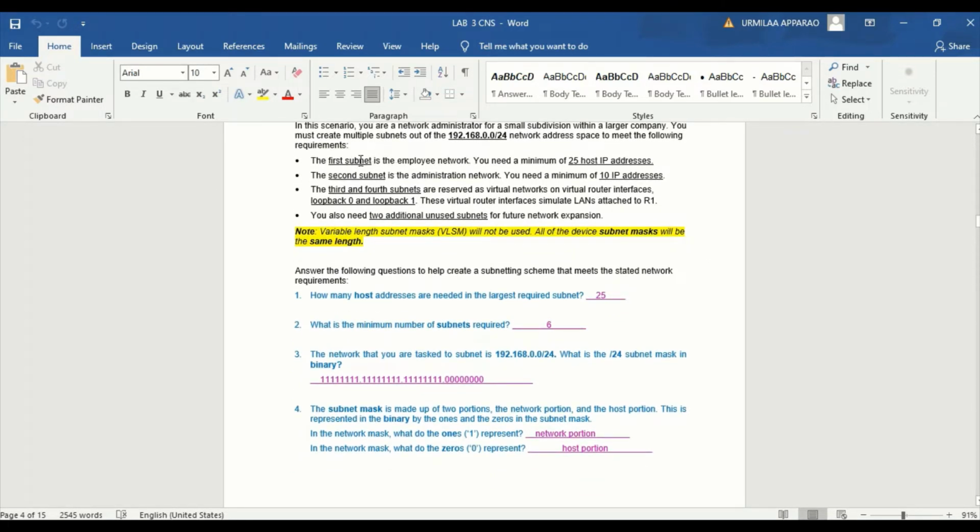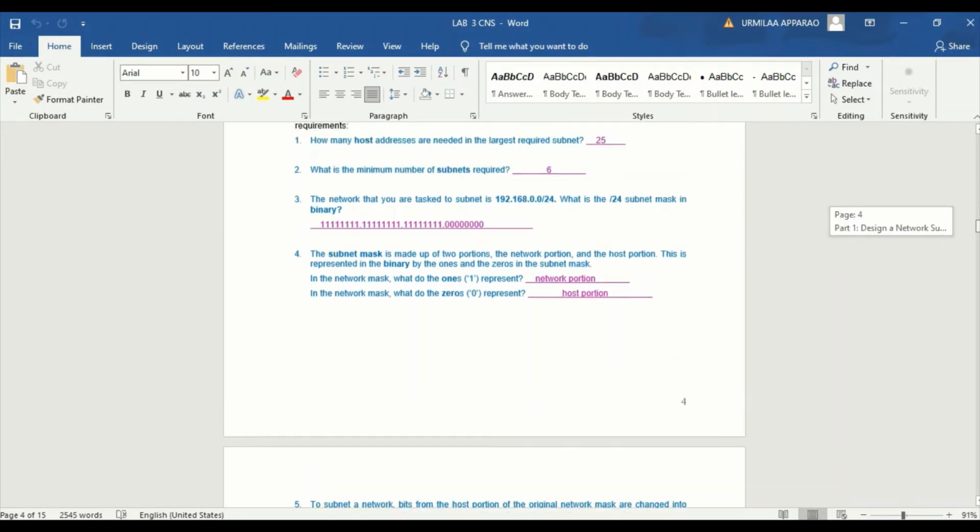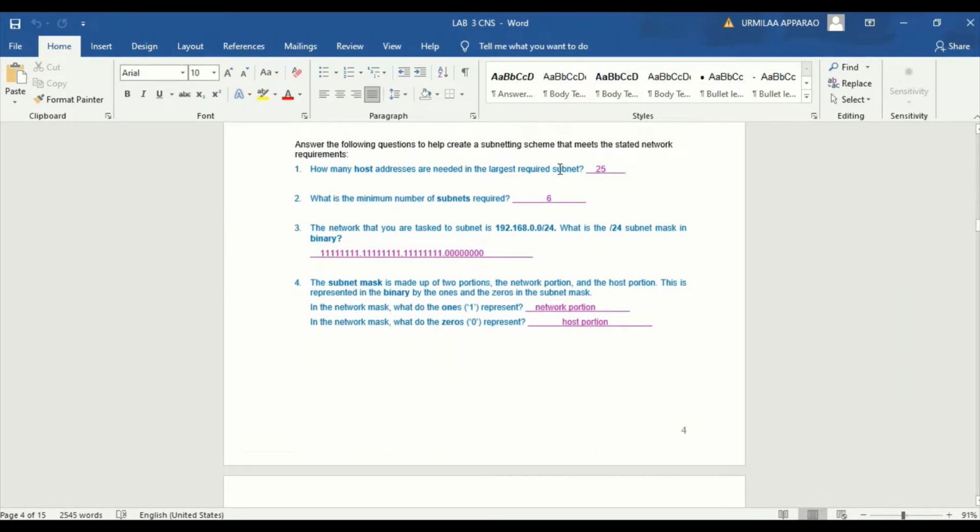Let me start with the given details. For the first subnet, we have 25 host IP addresses. For the second, we have a minimum of 10 IP addresses. For the third and fourth, we have interfaces loopback 0 and loopback 1, and we also need 2 additional unused subnets for expansion. How many host addresses are needed in the largest required subnet? It's 25 minimum required host addresses, and the minimum number of subnets required is 6.